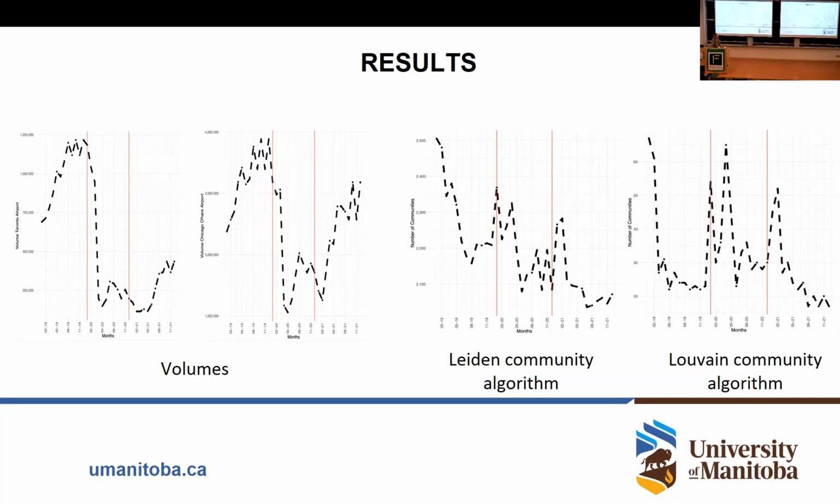Furthermore, we looked at community detection algorithms. We looked at several of them. On the slides, we have the Leiden community algorithm and the Louvain community algorithm to see how the number of communities and the maximum size of the community change over time.